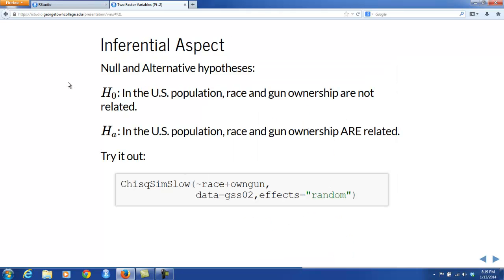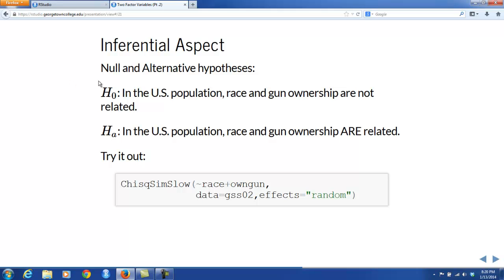Now let's get on to the inferential aspect of the question. Sure, we saw a pattern in our data, white folks more likely to own a gun. But is that pattern in our data occurring because there's a similar pattern in the U.S. population as a whole? Or could that pattern have just arisen through chance variation in the random sampling of people to get into the General Social Survey in the first place?